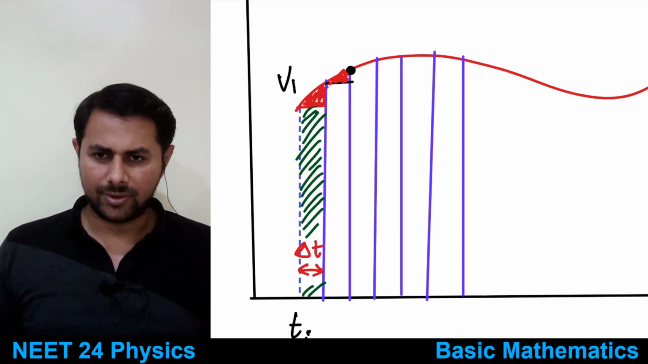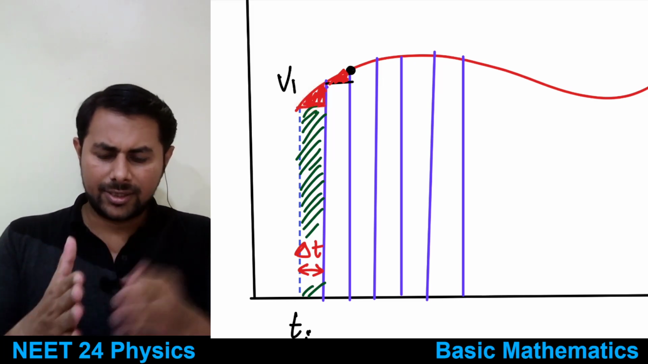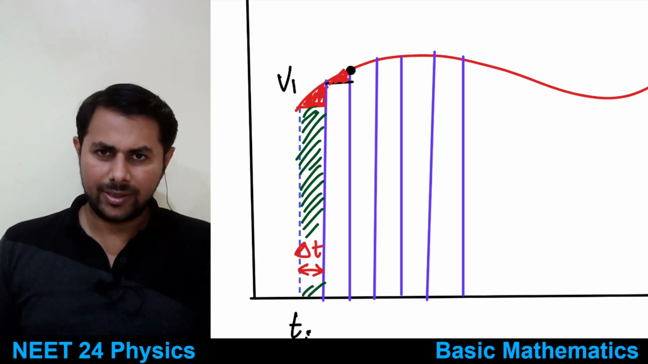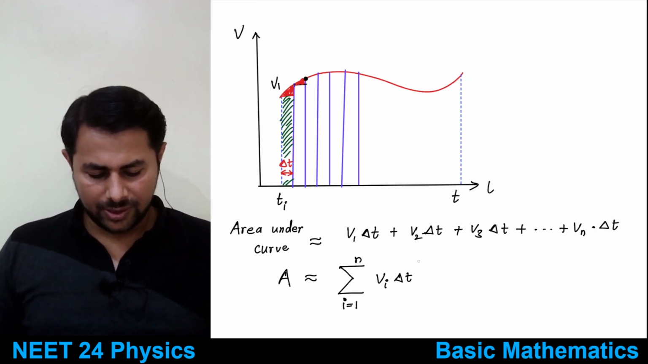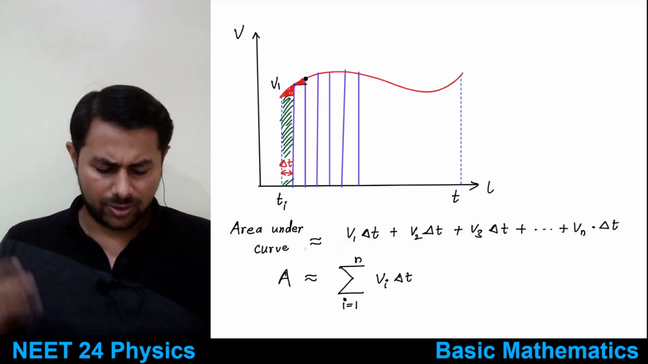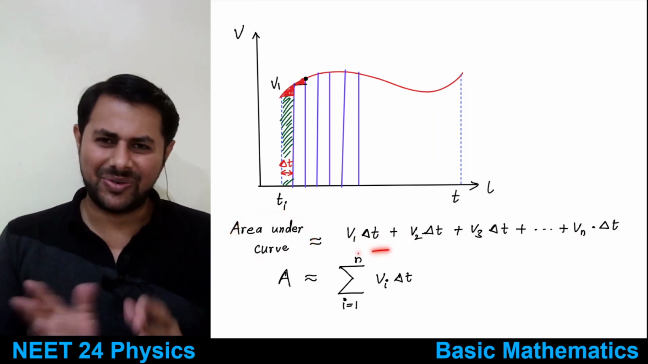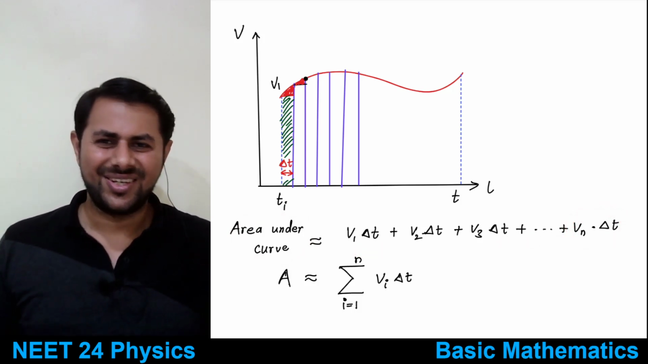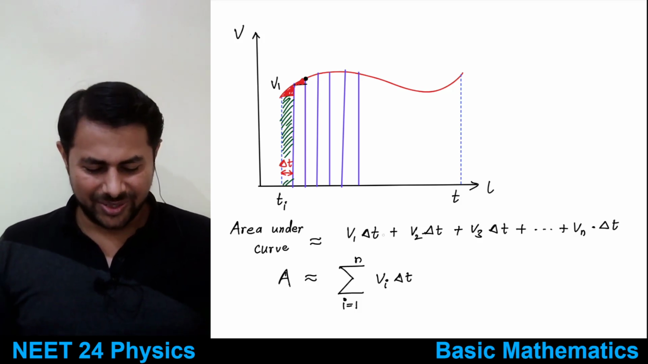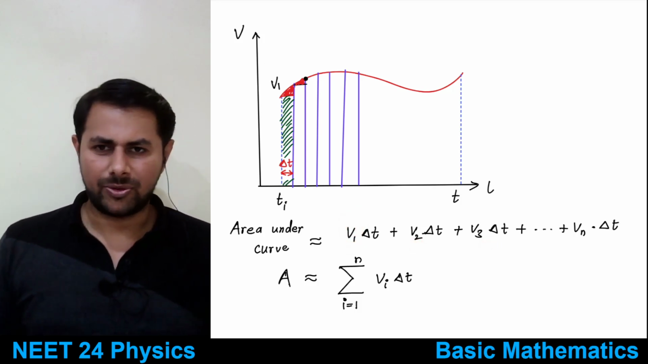Yes, sir. Okay, so the number of segments would be large, and by taking a larger number of segments, that means smaller segments, the error will reduce. Okay, and then I can write the same thing. So then I can say with a little more confidence that the area under the curve is actually V1 delta t plus V2 delta t plus so on and so forth up to plus Vn delta t, right? Then you can take delta t common, and it will be just the sum of V1 plus V2 plus V3 so on and so forth up to Vn.